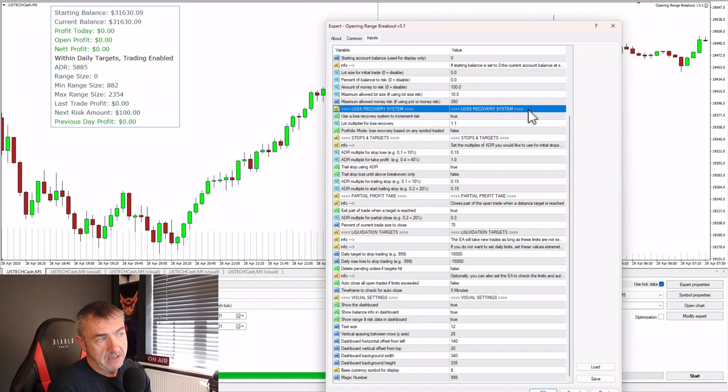So the loss recovery system is the next part we're going to look at. And the loss recovery system is something that was automatically built into the previous version of the Expert Advisor. But what I've decided to do, due to what people wanted, is have an option to turn that on and off. But also I've enhanced it so that it can look at trades taken on other instruments as well as just the instrument that it's placed on and it's trading as well. So the way the loss recovery system works is, if you have a losing trade, it will ever so slightly increase the size of risk on the next trade that it takes.